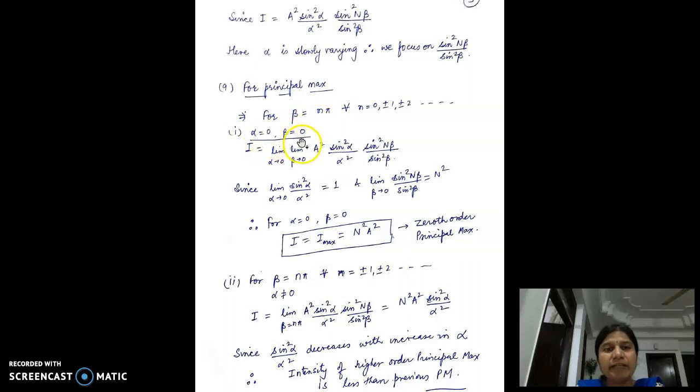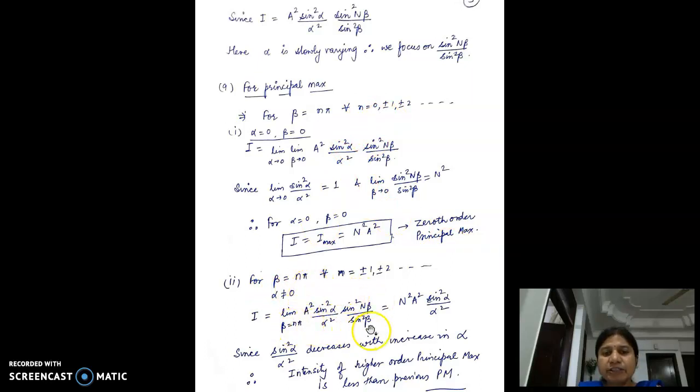Special case: when alpha is also 0 and beta is 0. Initially, when beta is 0, alpha is also 0, because pi by lambda e sine theta is 0, and pi by lambda (e plus d) sine theta is also 0. So the intensity at that particular point where alpha and beta both are 0: this function in the limit alpha tending to 0 becomes 1, and this function in the limit beta tending to 0 becomes n square. So the intensity is maximum, which is equal to n square a square, and this is known as the 0th order principal maxima.